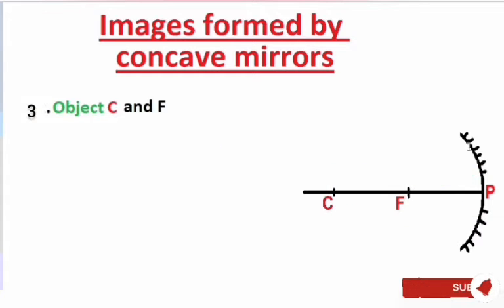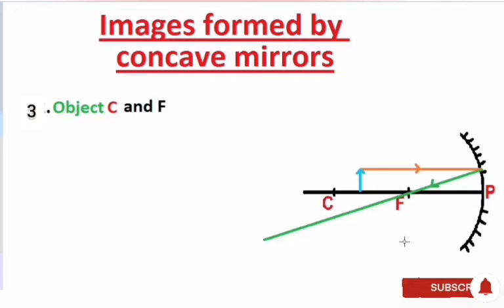Next, object placed between C and F. So I'm going to draw my object and place it between C and F, anywhere between C and F. Indicate with my arrows the direction of the object. So a ray that is parallel to the principal axis will be reflected through F. So I need to indicate my directions.